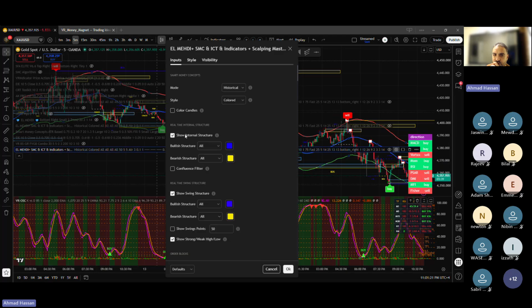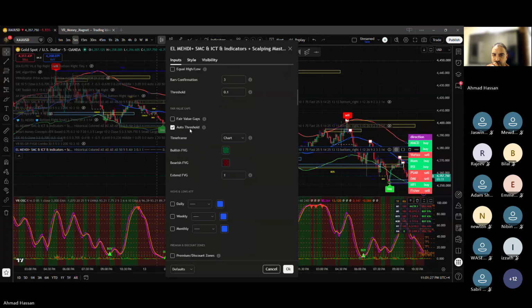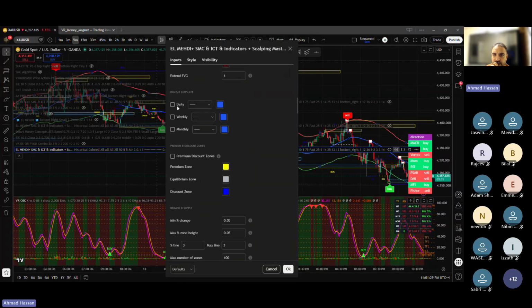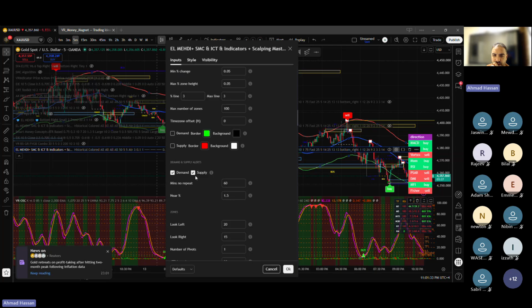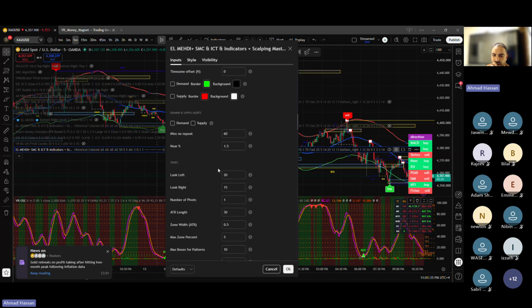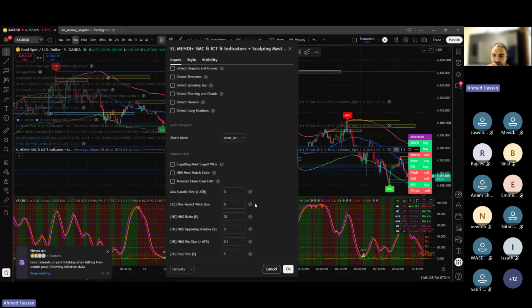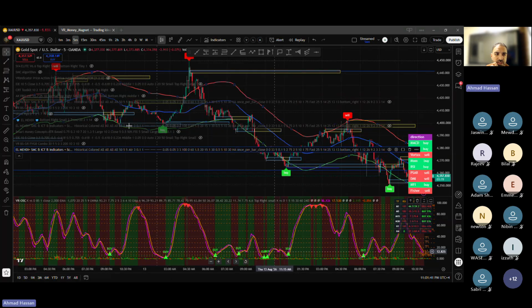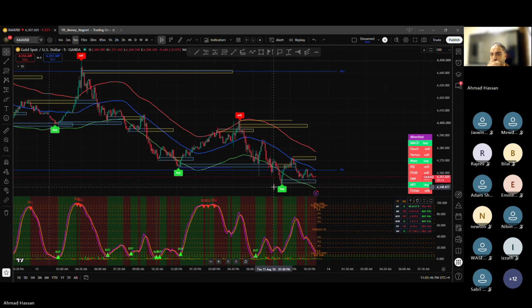Settings. Switch off everything. I don't want to see anything other than the daily high and daily low. I don't want to see demand, supply, nothing. No need for demand, supply, alerts, nothing like that. And that's it. Okay. You can see clear cut, sell and buy. That's it. No need even oscillator for this as well.